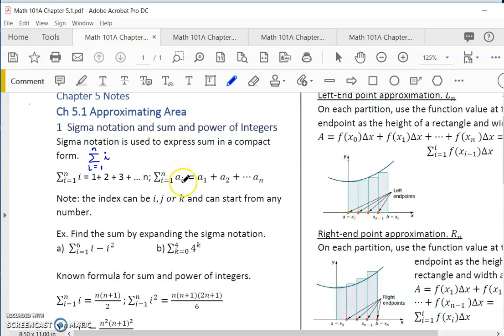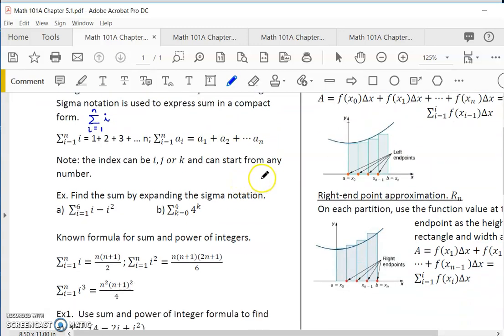So you can say a sub i, which is a term of a sequence or series. If i goes from 1 to n, then it would mean a sub 1 plus a sub 2 all the way to a sub n. You can think of i as an input substitution, where the domain is just the natural numbers from 1 to whatever.